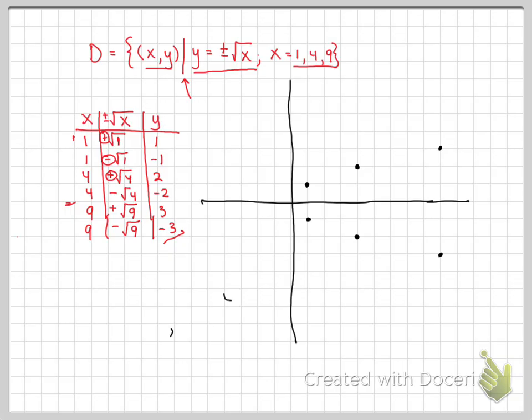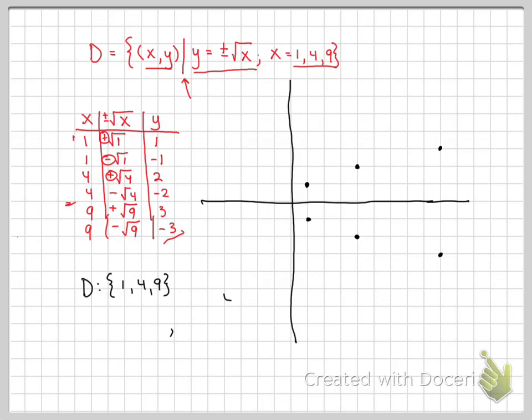So the domain are all the x values in order from least to greatest. 1, 4, 9. Okay? Even though we've got 2 x values of 1, 2 x values at 4, and 2 x values at 9, we are only stating with no repeats, okay? So obviously, because x is repeated, this is not a function.